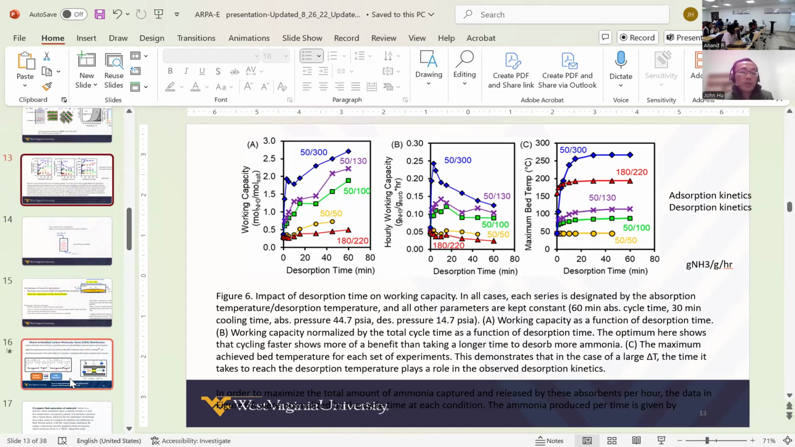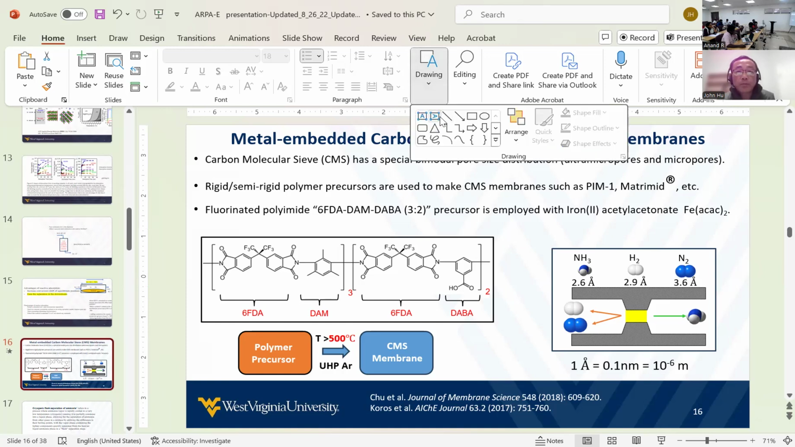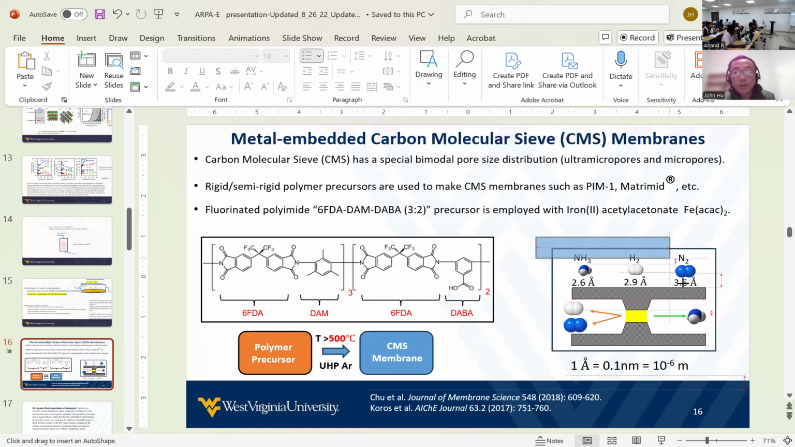Okay, so last separation before I show you the result from TEA is membrane separation. The membrane is also called a molecular sieve, all right? So you have 3 molecules: hydrogen, nitrogen, and ammonia. So you want to separate ammonia, controlling the size. So I'm going to block this.